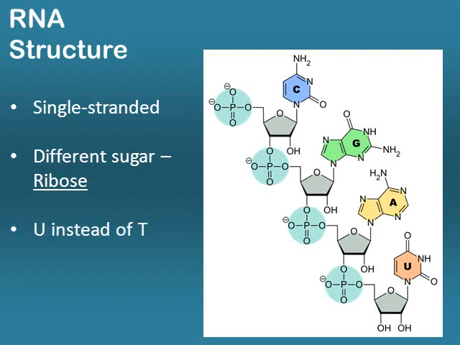And finally, you'll notice that there's another kind of base here called uracil, and that's there instead of thymine. So in RNA, you'll see U's instead of T's. You will never see any T's in the RNA sequence.